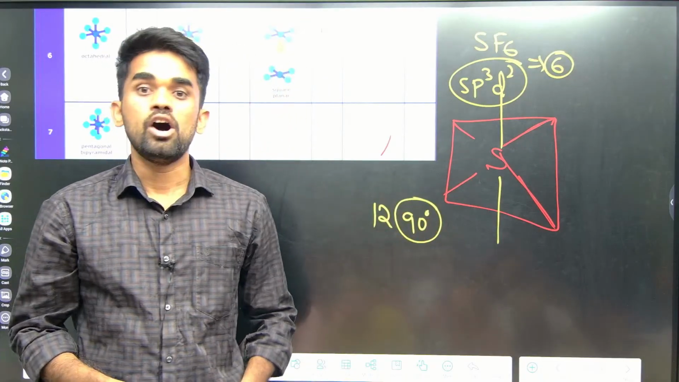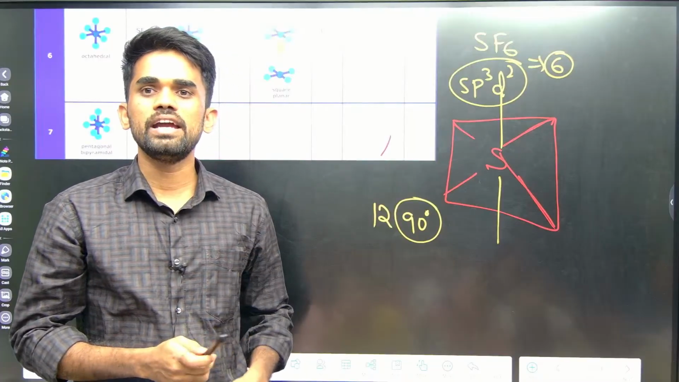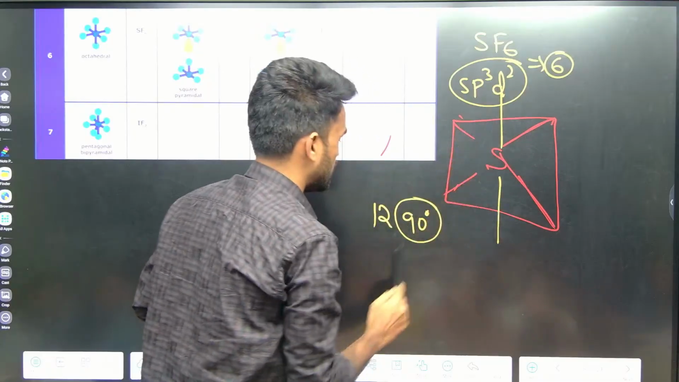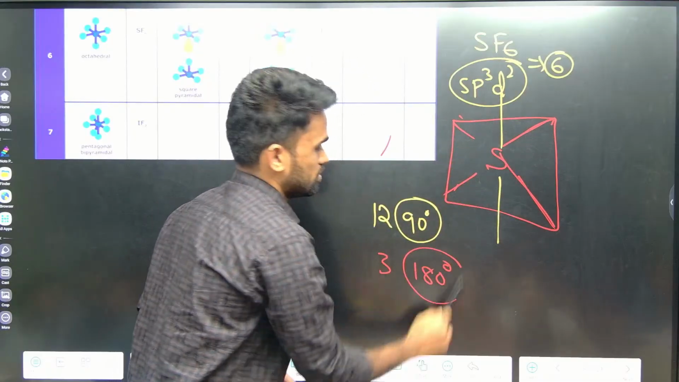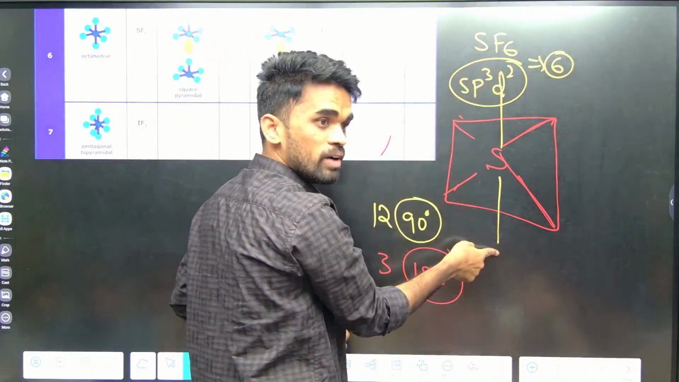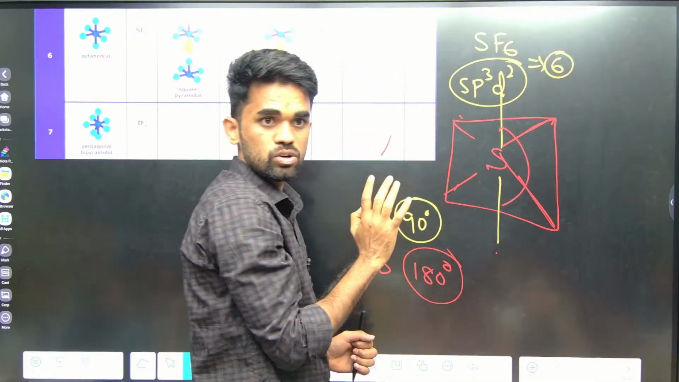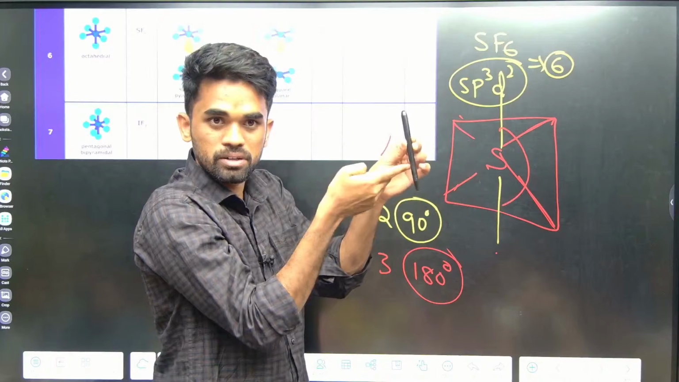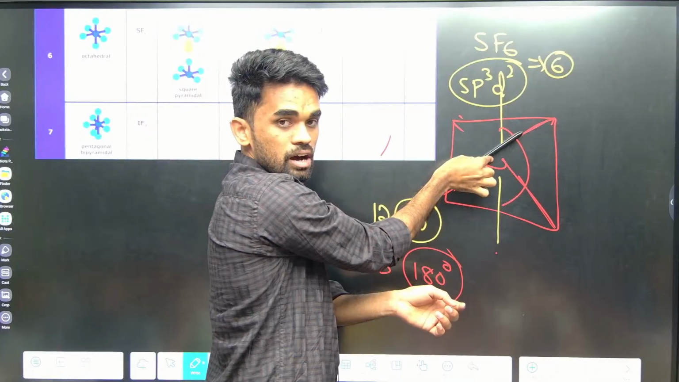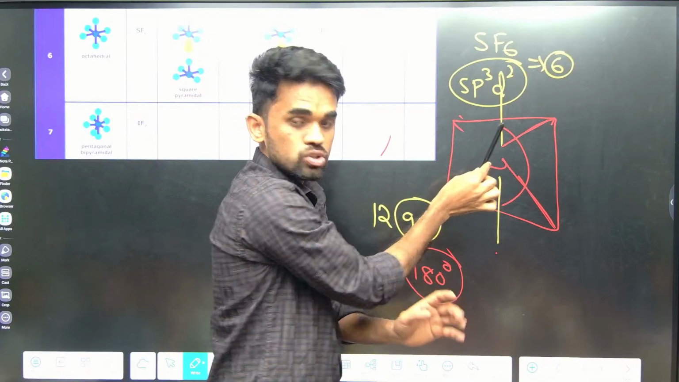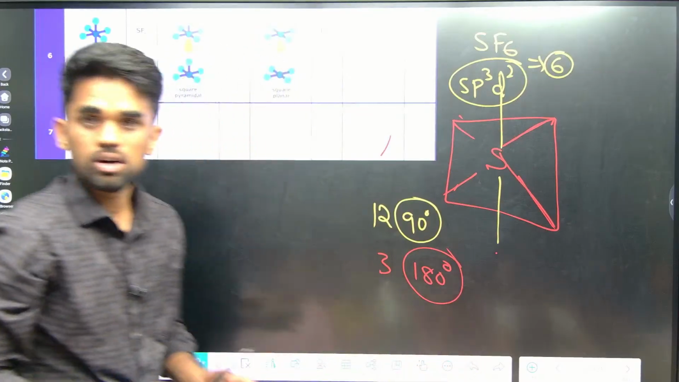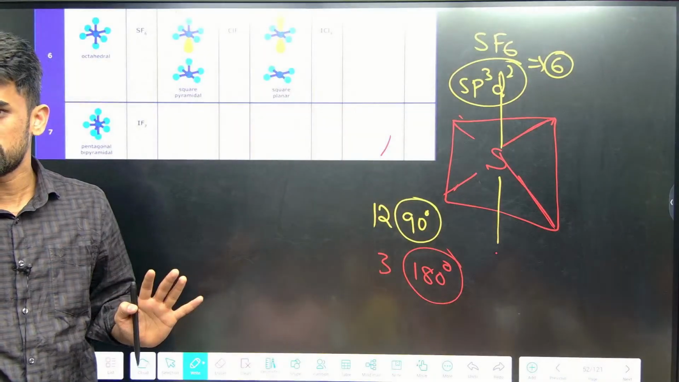Okay, next, how many 180s? 180 means like this. 1 180, 2 180, 3 180. So 3. This top to bottom 180 degree, this one. Yes or no? 180 degrees means like this only. Again with this. Other than that, do we have anything extra? No. So how many 180s? That's it. That's your answer. Okay. Did you get how to identify angles or not?